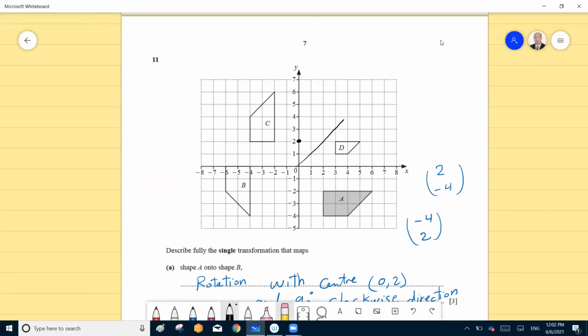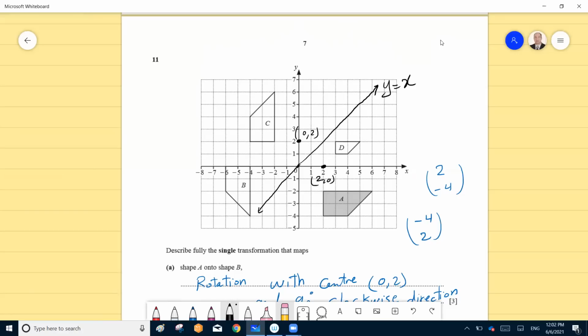This is a very famous type of reflection. I'll tell you how I know that it's a reflection in the line y equals x. In a reflection in the line y equals x, each point (x, y) becomes (y, x). Look, this point (2, 0) has its image here at (0, 2). Look what happened: (2, 0) becomes (0, 2).